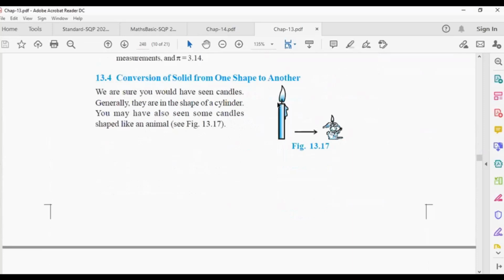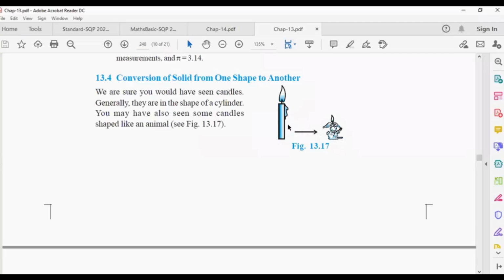So look here, one candle. When you heat a candle, it will become liquid, right? So using that liquid, if you make some other shape, suppose some candle in the shape of an animal or some other cylindrical shape with a big diameter. If you heat one candle and recast it into some other candle with the same liquid, the volume will remain unchanged.